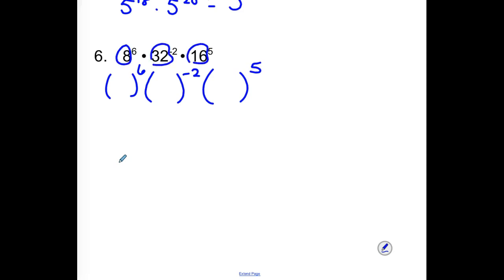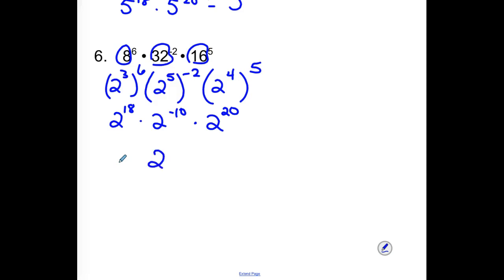All right, last one. What base did you use? 2. So we had something to the 6th, we have something to the -2, and we have something to the 5th. And we're going to change these so that they're a base of 2. 8 is the same as 2 to the 3rd. 32 is the same as 2 to the 5th, and 16 is 2 to the 4th. All right, power to power, we multiply. And then if we have the same base to powers, we can do what? Add them up. So 18 plus -10 would be 8, plus another 20. We have 2 to the 28th.